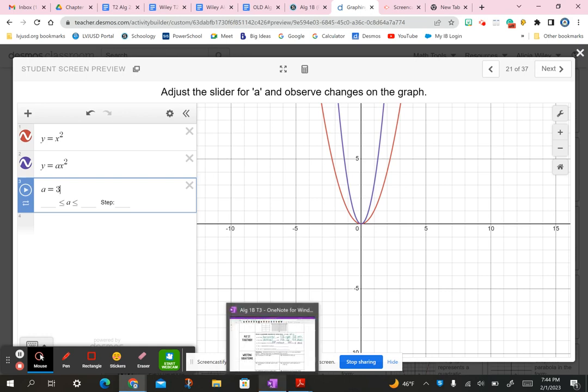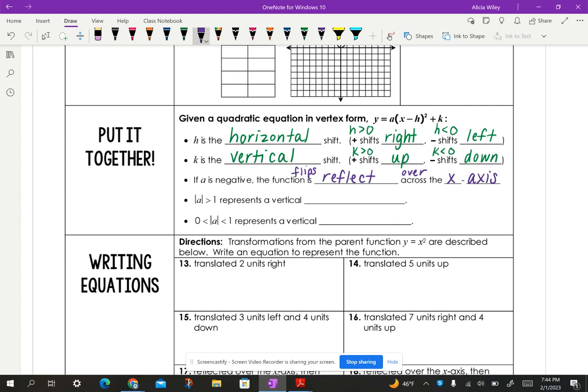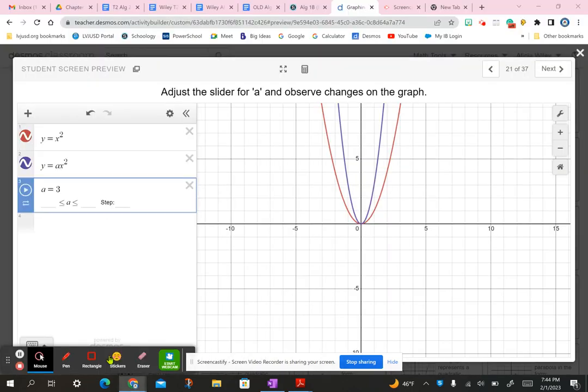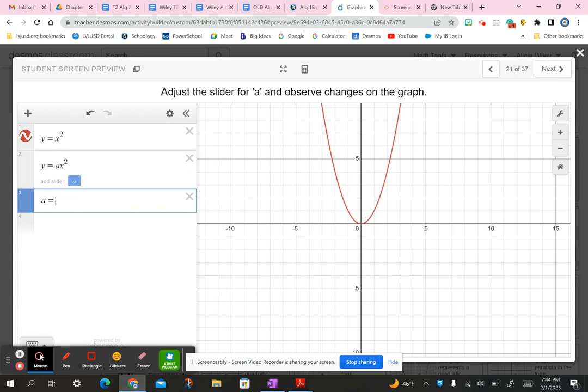Okay. So again, if we go back to our notes, if the a value is greater than 1, that's going to represent what we call a vertical stretch. Feel free to describe that as becoming more narrow. I think the Desmos said something about it being more skinny or skinnier or something like that. That was on another slide. So let me take that a value and put it back to 1. So there it is. That's our parent function again.